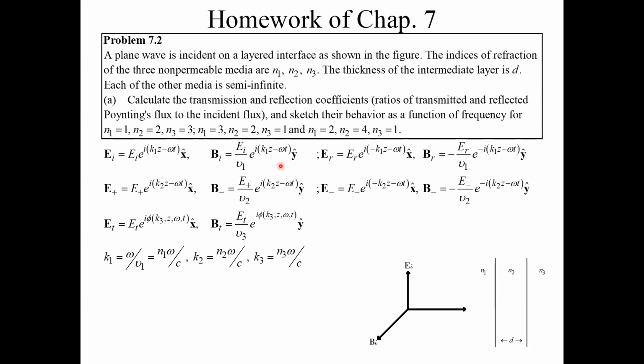And we can write down all the E field and B fields for the incident, reflected, and transmitted waves in the positive and negative direction in the N2 medium, and the transmitted wave in the N3 medium. We can write down all the E field and B field in this way.